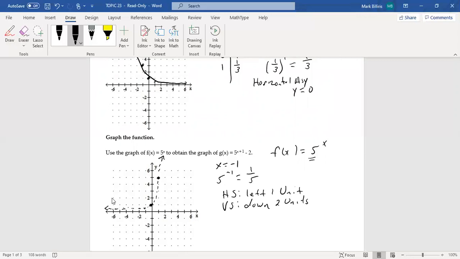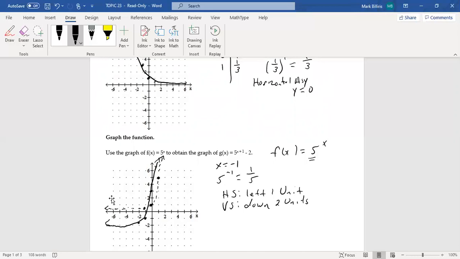So let's look at what happens. I'm going to start with the first point. And so it says that I'm going to go down 2, excuse me, and to the left 1. So for my (0, 1), again, I'm going to go down 2, to the left 1. And for my last point, I'm going to go down 2 and to the left 1. So now my graph would look like this.